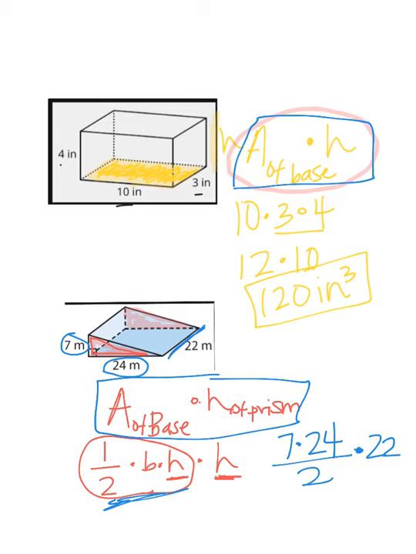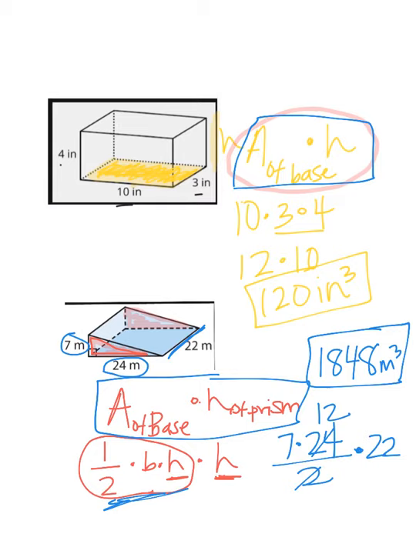So if I grab a calculator just really quick here, I can get rid of those, call that 12. We are taking 7 times 12 times 22, and we're getting 1848 meters cubed by taking the area of the base times the height.